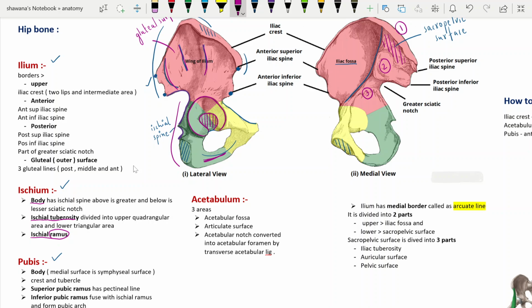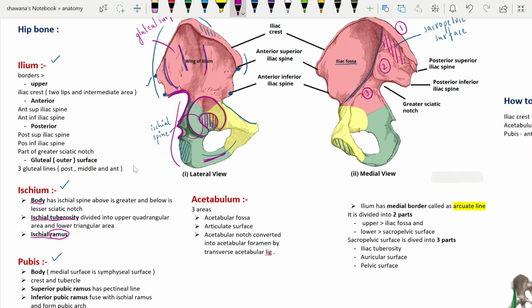First of all, the body. This is the body of the ischium, and it consists of the ischial spine. The ischial spine is one of the prominences of the ischium, and it is very important because it gives attachment to the ligaments and muscles as well. The body has the ischial spine, above which is the greater sciatic notch, and below the ischial spine is the lesser sciatic notch.